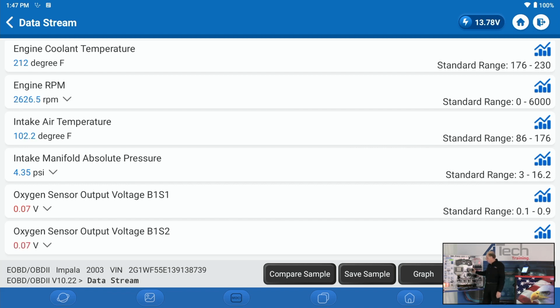Now, if I speed up a little bit more, the O2 sensor should change a little bit. Notice it doesn't make much change. We got a little bit of an issue here. So that's a real quick way to look at the data on a cold engine versus when it's warmed up.